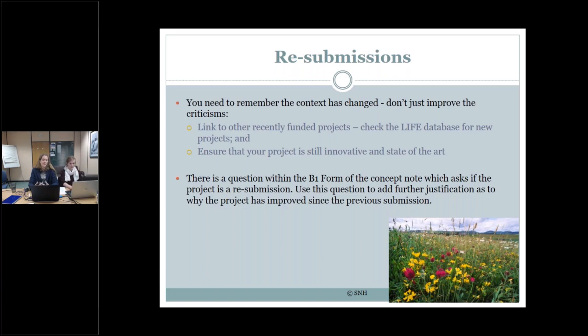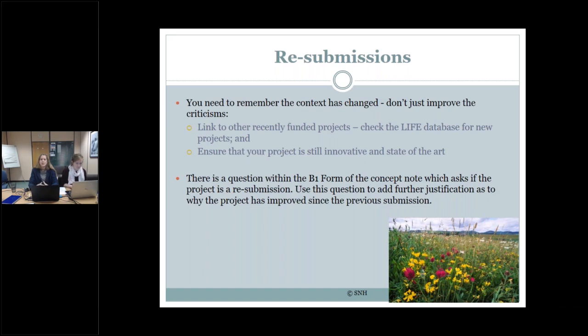So then I continue talking about resubmissions. I just wanted to include that slide because a lot of our projects are resubmissions, even on the third attempt. So we had one project which failed twice, and the third time they submitted, they were successful. So don't be disheartened if your project fails one year, you can submit it the next year.